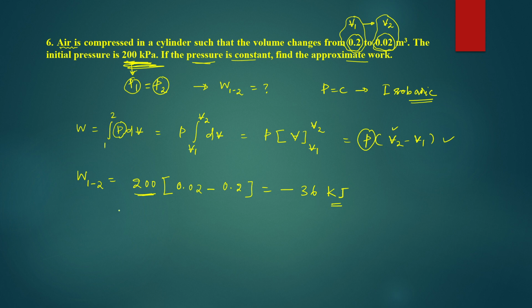That simply means here we are getting the negative sign because we are supplying the work to the system. So that is basically its significance. The negative sign is signifying that work is given to the system. So work interaction will be equal to minus 36 kilojoule. Okay, I hope it is clear. Let us move further.